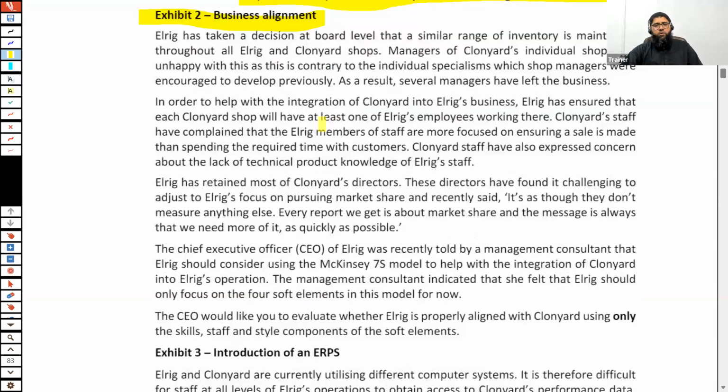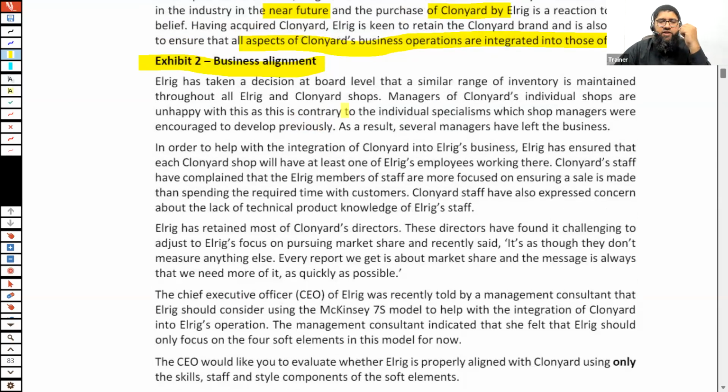Okay. Now it says Elric has taken a decision at board level that a similar range of inventory is maintained throughout all Elric and Clonyard shops. Now see, Clonyard was something different. Elric is something different, but now they've decided to maintain a similar range of inventory. Managers of Clonyard's individual shops are unhappy with this, as this is contrary to the individual specialisms which shop managers were encouraged to develop previously. So now you are requiring them to have a different set of skills. Several managers have left the business.